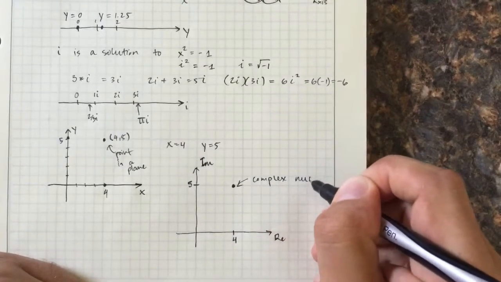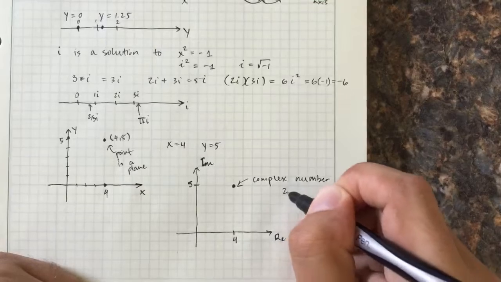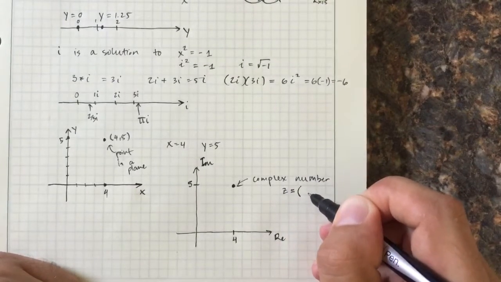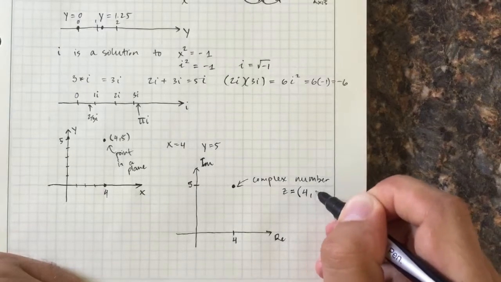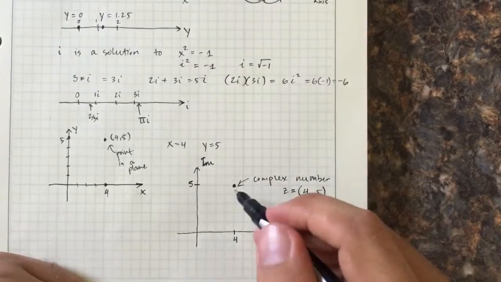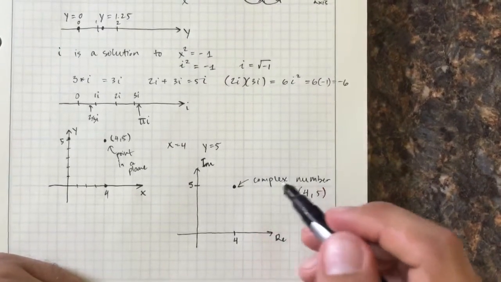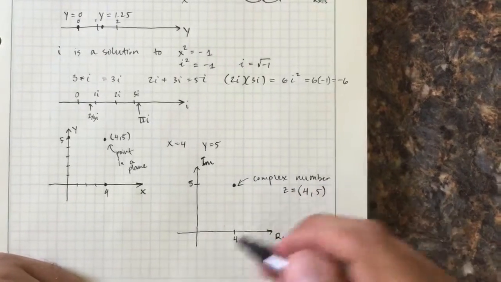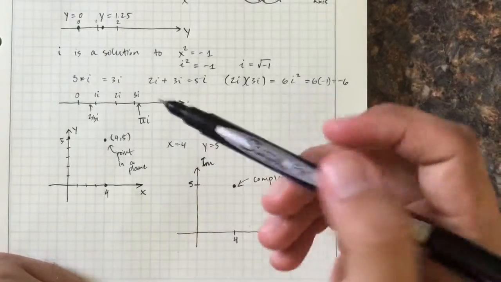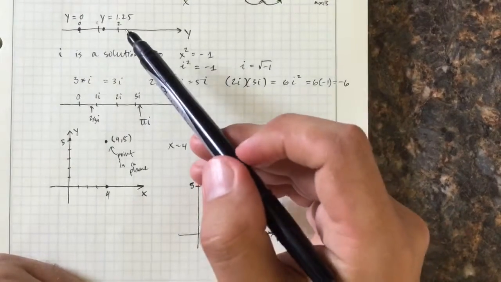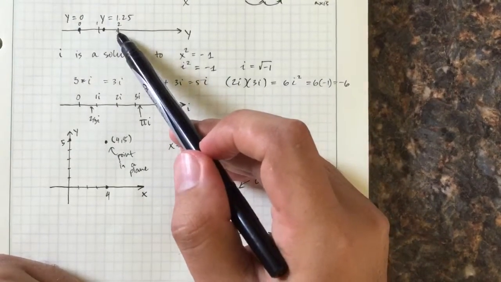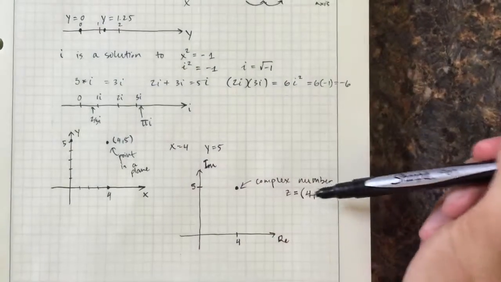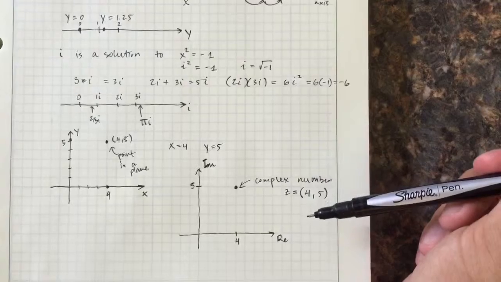And it would be equal to (4, 5). All right, so it again is a point on a plane, but at the same time, it is now a number which has two parts to define it. Before, we only needed one number to define a number, basically. But now we need two real numbers to define a complex number.